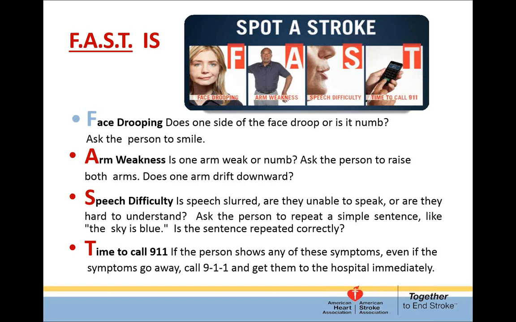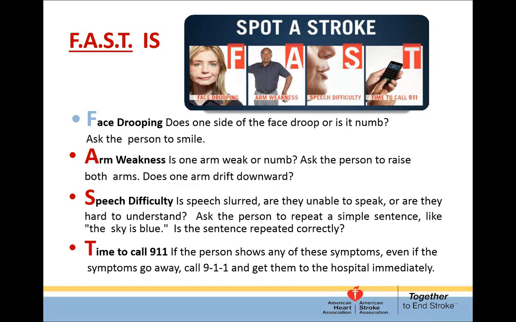F for face. Do both sides of the face move equally? This is normal. Or does one side of the face not move at all, or droop? Of course, abnormal. Arms, ask the person to raise both arms. Do their arms move equally, or does one arm drift downward compared to the other, as in the picture?